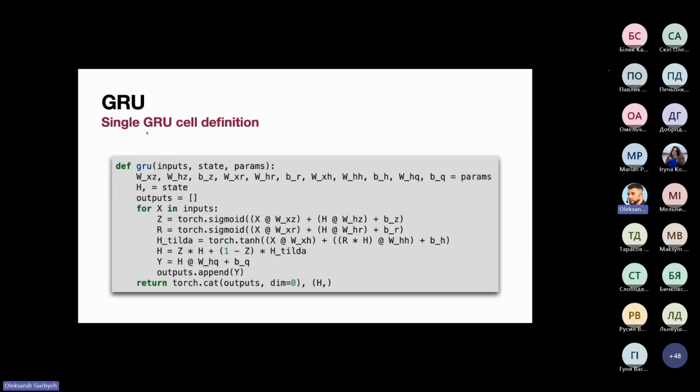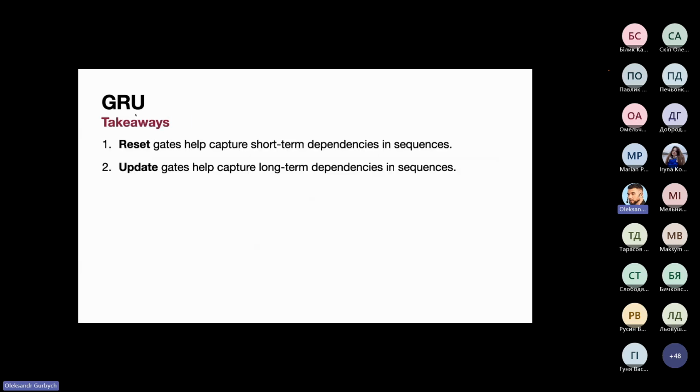Remember that all the recurrent models, at each step they return, and this is very important, predictions, and they return hidden state at this step. Takeaways: GRU has reset and update gates in addition to usual RNNs. Reset gates help to capture short-term dependencies in sequences. Update gates help to capture long-term dependencies in sequences.